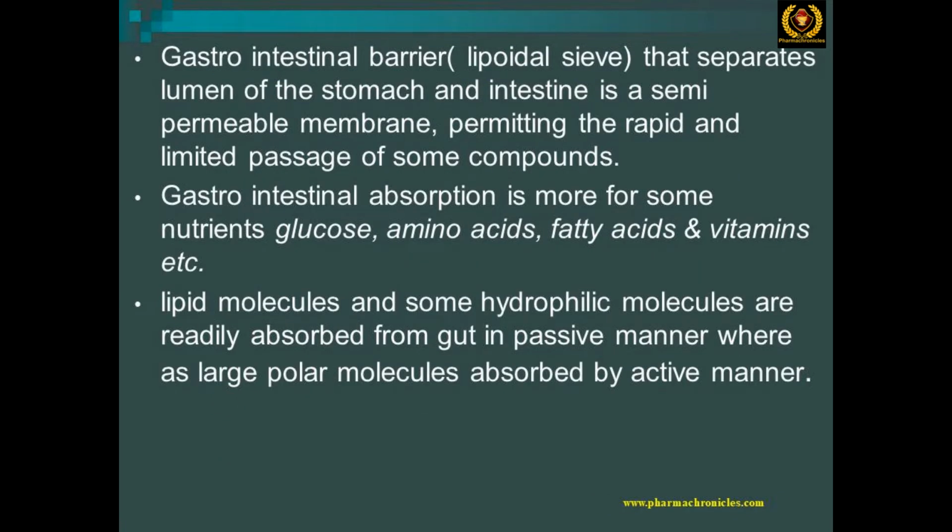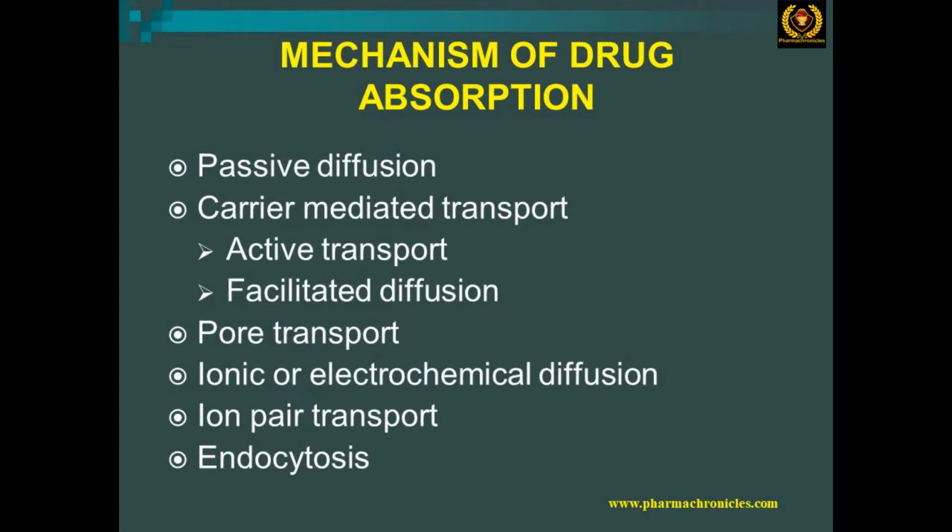The gastrointestinal barrier, a lipoidal sieve that separates the lumen of the stomach and intestine, is a semi-permeable membrane, permitting the rapid and limited passage of some compounds. Gastrointestinal absorption is more for some nutrients: glucose, amino acids, fatty acids and vitamins. Lipid molecules and some hydrophilic molecules are readily absorbed from the gut in a passive manner, whereas large polar molecules are absorbed in an active manner. Mechanism of drug absorption.